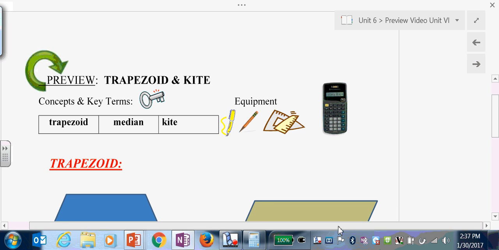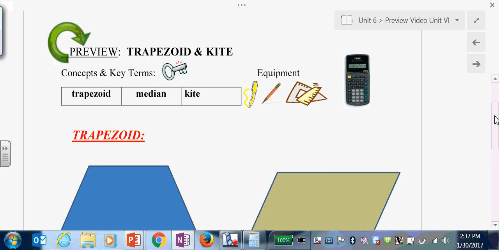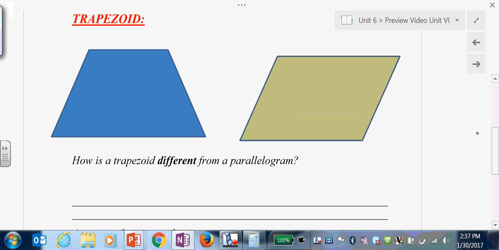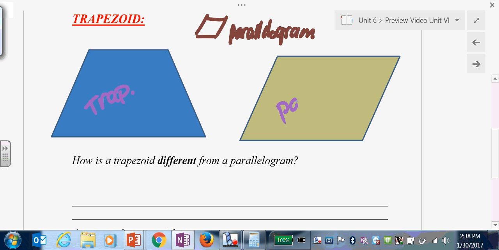Today we're going to talk about another set of shapes, which are trapezoids and kites. So ask yourself this. I'd like you to draw yourself a little parallelogram. That's our parallelogram. And then come over here and ask, this is a trapezoid. This is a parallelogram. How are they different? What are a couple differences?